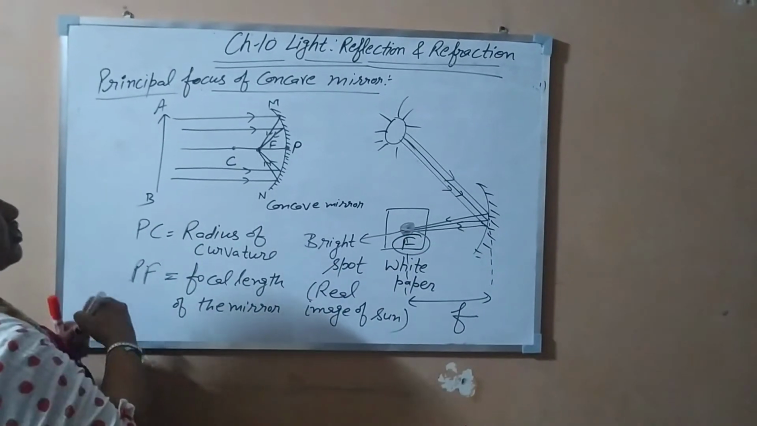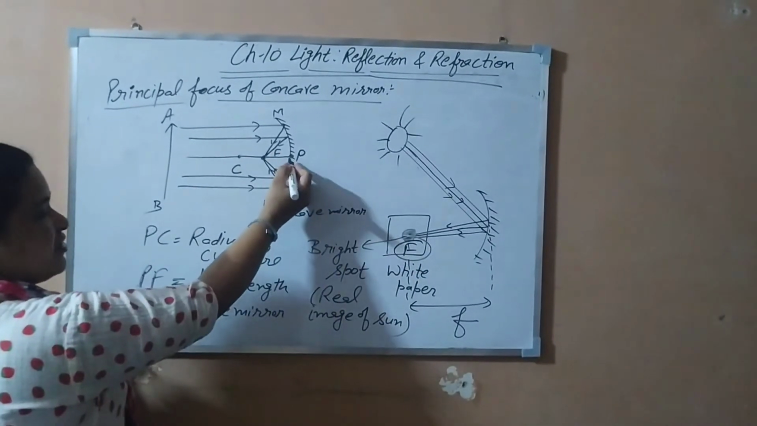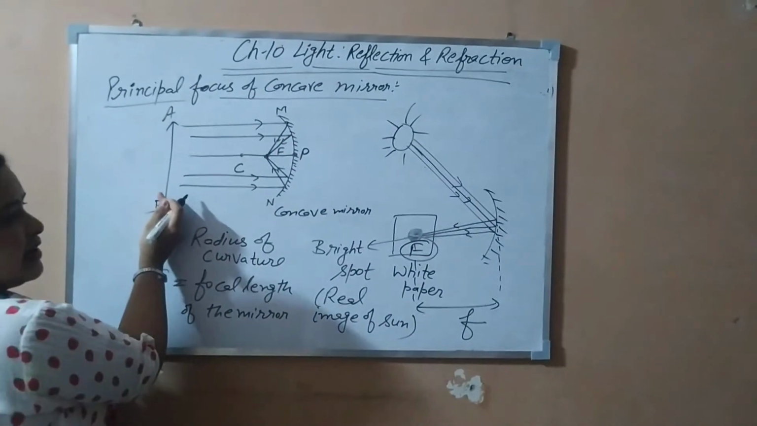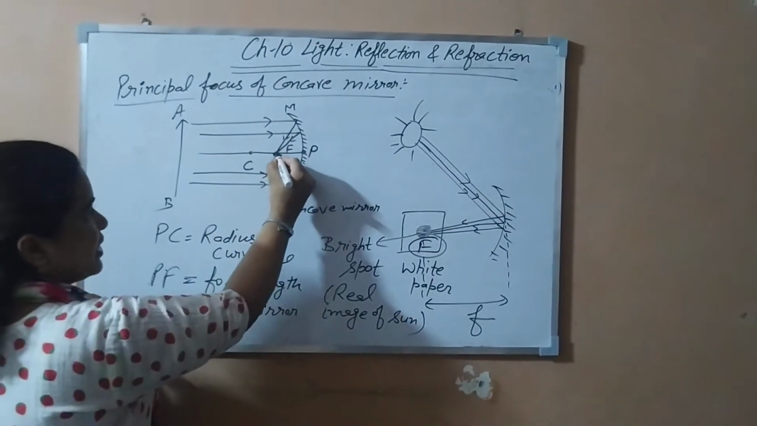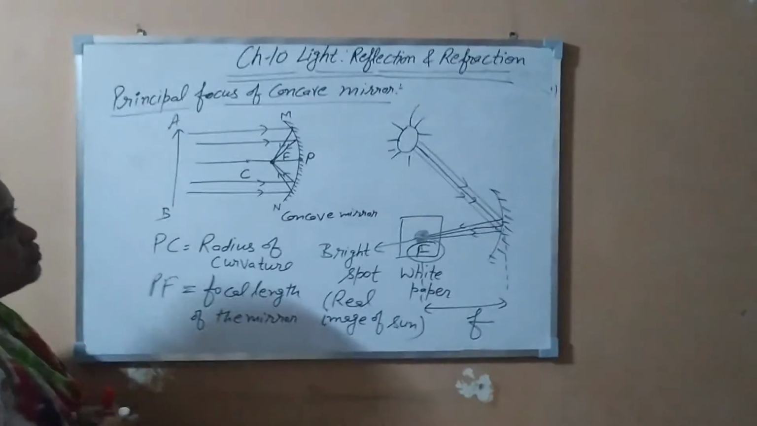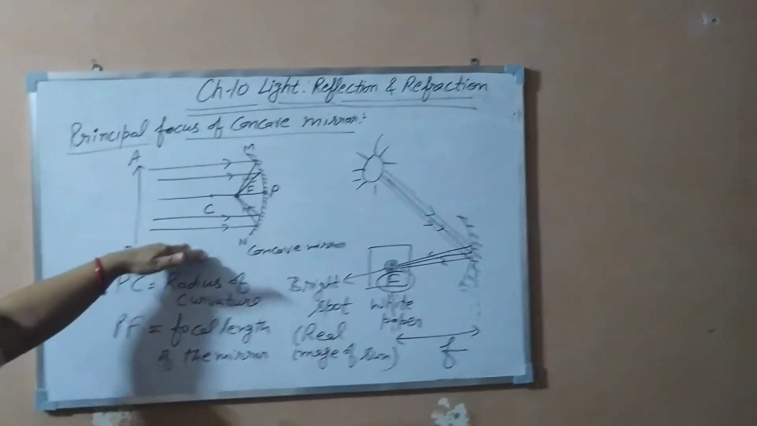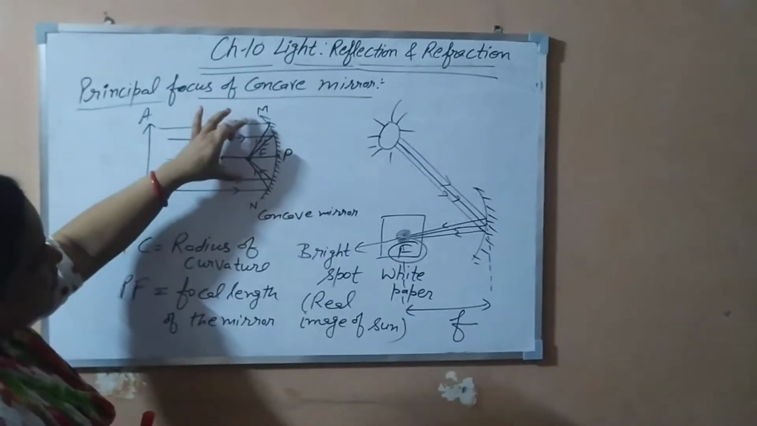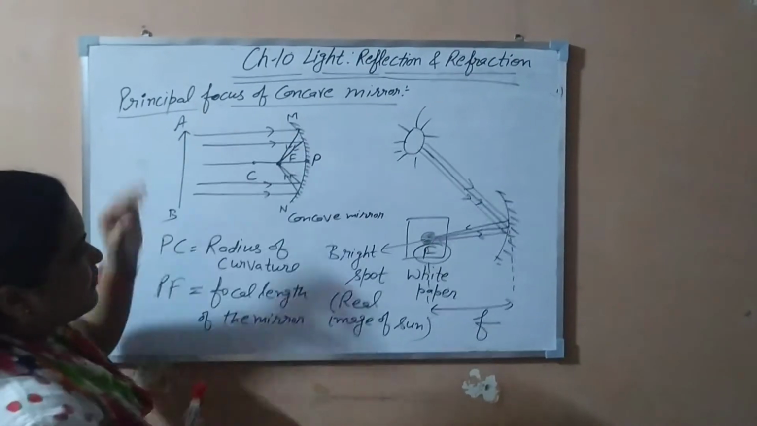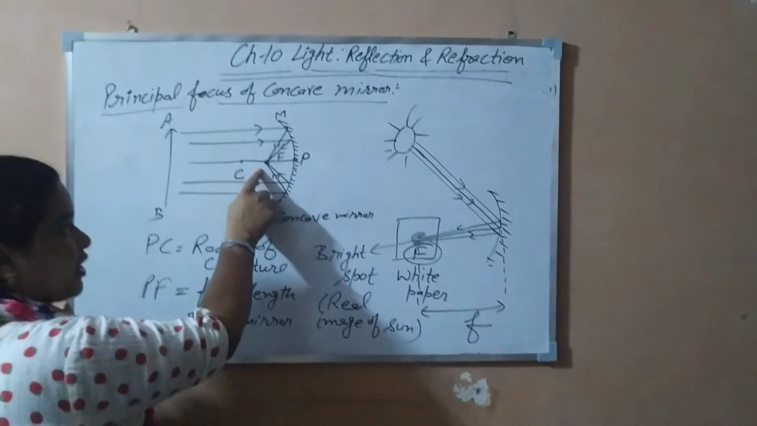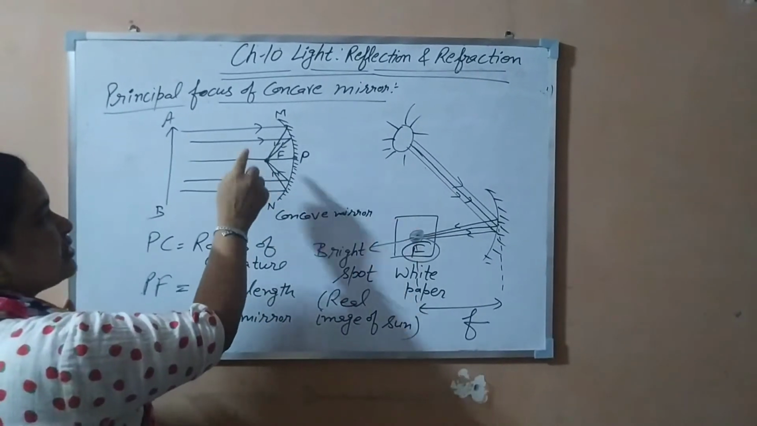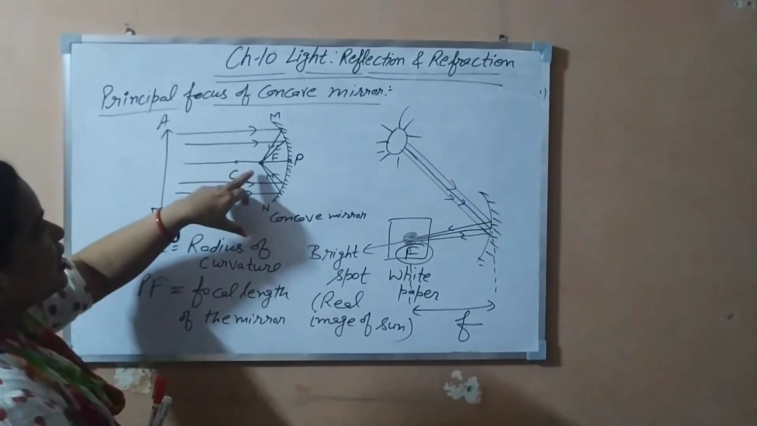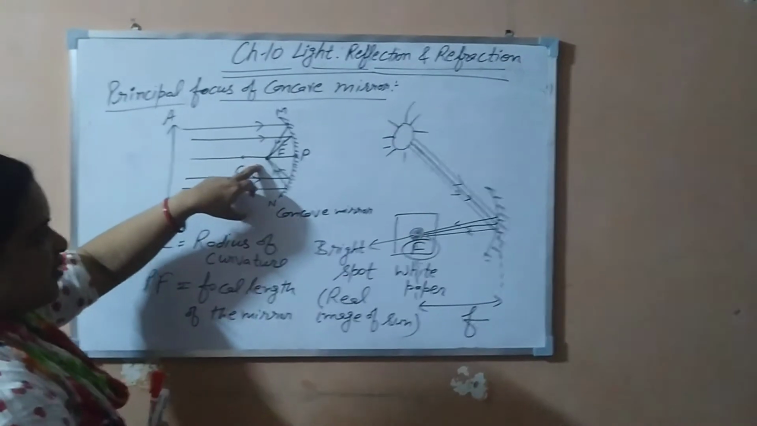So what have you got? A concave mirror has its focus in front of the reflecting surface, and it is real also. Now let's find out, so what definition can you write? When a number of parallel rays fall on the reflecting surface of the concave mirror, after reflection they converge to one point on the principal axis. That point is known as the focus of the concave mirror.